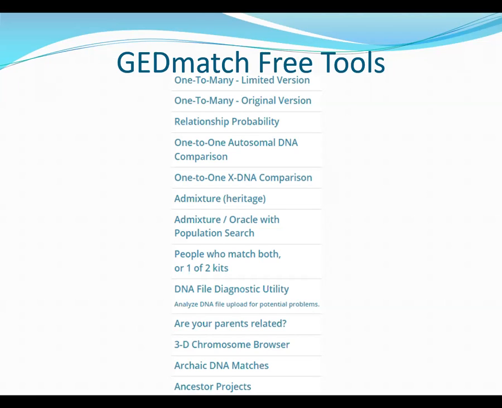I'm also not going to talk about archaic matches, but another one you may want to be aware of is the ancestry features tool. So that's at the very bottom. You can basically look for a project that is involving an ancestral surname. So I recently added my grandmother to the McIntyre project because my grandmother's maiden name was McIntyre.